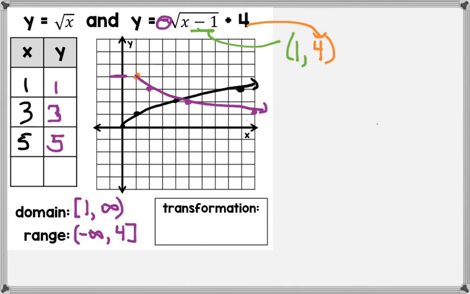Our transformations. What were our transformations? Well, we first have the H and a K transformation. So we went right 1, we went up 4, but we also have the transformation for the A, which is a reflection across the X axis.